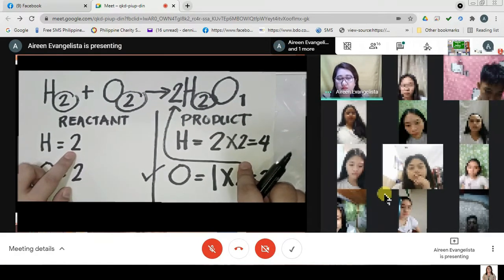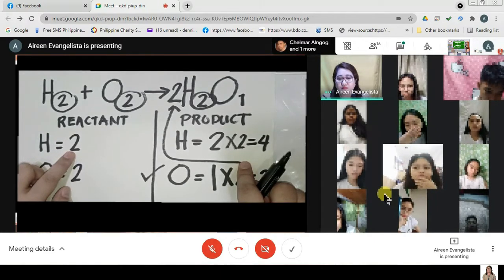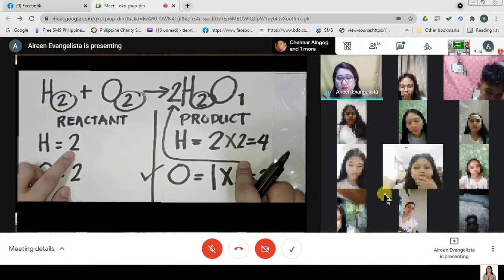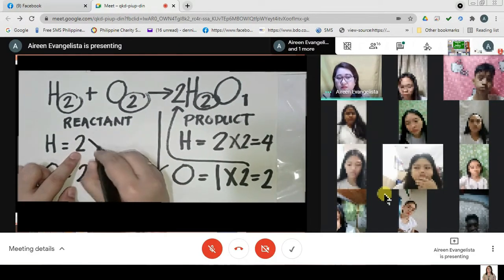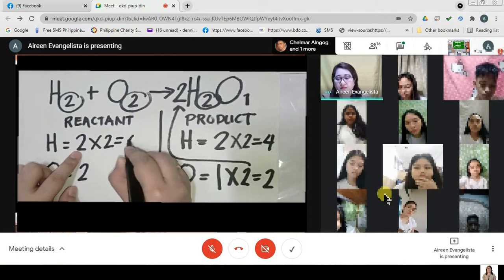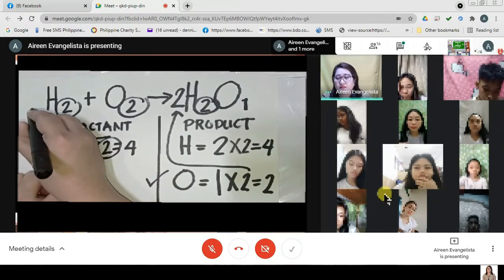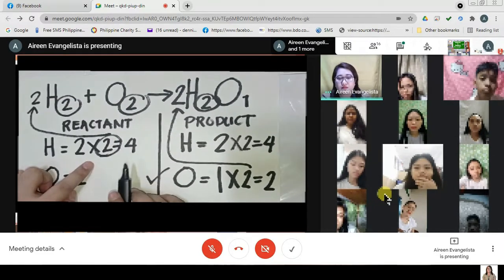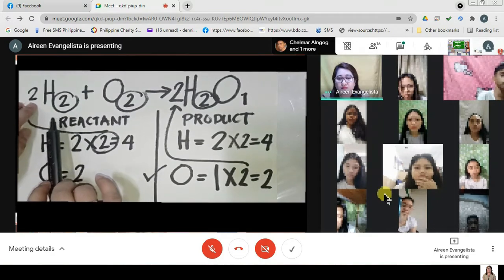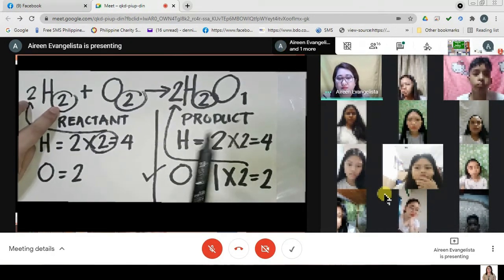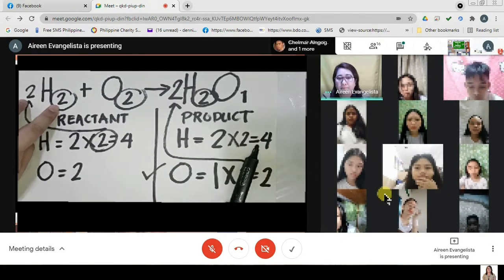So step number 5 is you have to check if the equation is already balanced and adjust the coefficient to obtain the same number of atoms of the elements on both sides. So here to make this 1 into 4, we have to multiply this 1 by 4. And this will serve as the coefficient and we will put the coefficient here. So let's check. We have the hydrogen in this side as 2 times 2, which is 4. And then here in the product side, 2 times 2 is another 4.